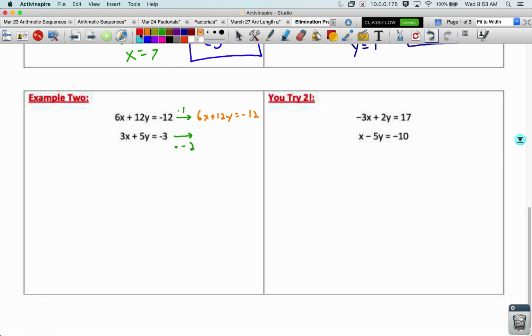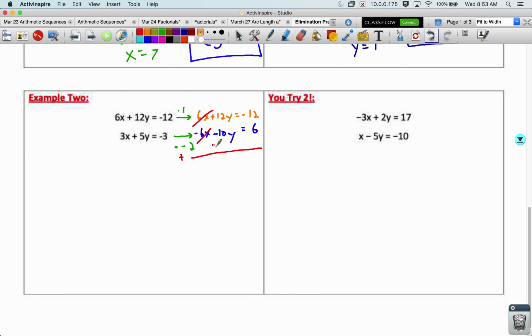All right, so now I've got 6x plus 12y equals negative 12. And on the bottom, I've got negative 6x minus 10y, multiplying every single term by that negative 2, equals positive 6. Negative times negative is a positive. All right, now we got the zero pair nicely lined up, so I'm going to add these together.